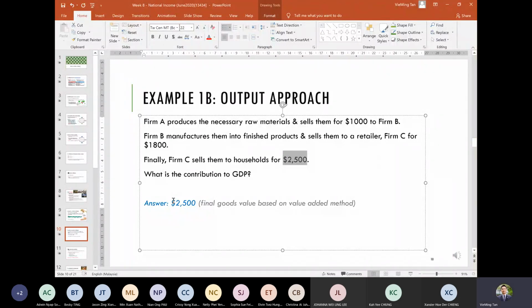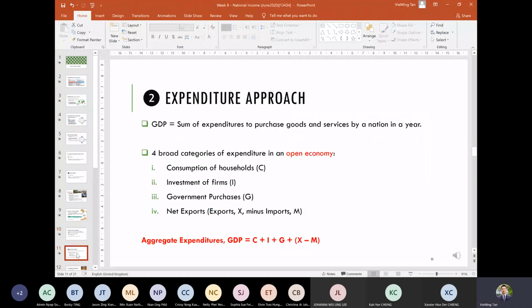Okay, if not, then I'll move on to the second approach. We call it the expenditure approach. If using the expenditure approach, how do we calculate GDP? Actually, we have to sum up all the expenses purchased by a nation in a year.